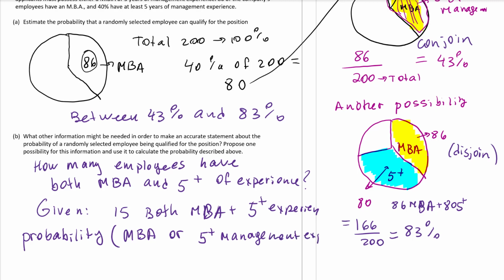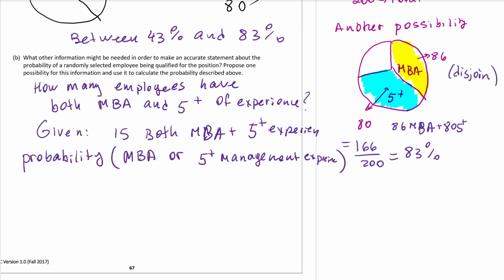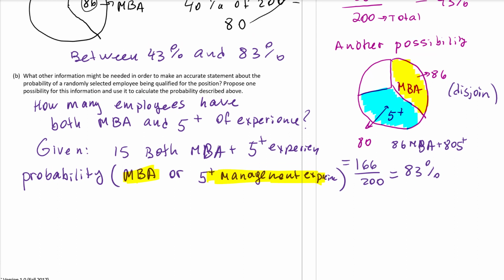All right, so you need to count how many people will fit into that category. How many people, and then to get the probability, we have to divide this by 200. Count how many people have an MBA or 5-year management experience. I'll give you a moment to find that number. Then we need to calculate the probability. So that number is going to be what? Are you ready to calculate this?